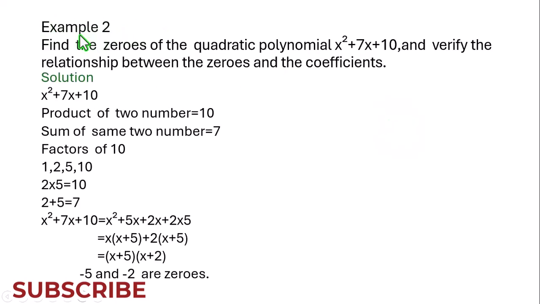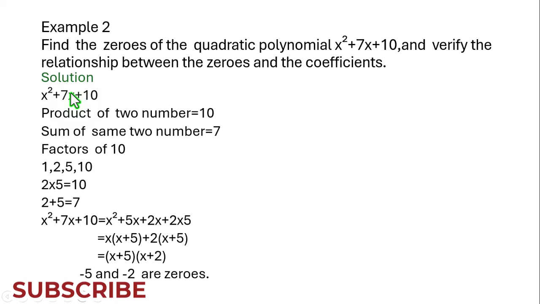Then example 2: find the zeros of the quadratic polynomial x square plus 7x plus 10 and verify the relationship between the zeros and the coefficients. First, the quadratic polynomial x square plus 7x plus 10. First, find the zeros of x square plus 7x plus 10. Product of two numbers is 10 and sum of the same two numbers is 7. Factors of 10: 1, 2, 5. 2 and 5 fit this condition. 2 into 5 is 10 and 2 plus 5 is 7. So 2 and 5 are the numbers.